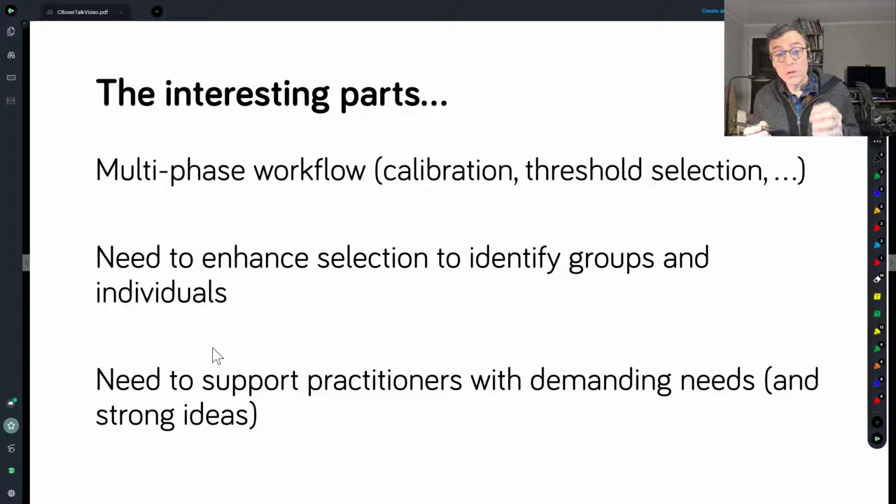The interesting part of this is we saw a multi-phase workflow where we had to deal with these problems of calibration, threshold selection, and other examinations of the continuous data. We needed to enhance our ability to select groups and identify individuals, and we needed to provide support for practitioners who had some very specific ideas about the particular ways they like to look at this kind of data.